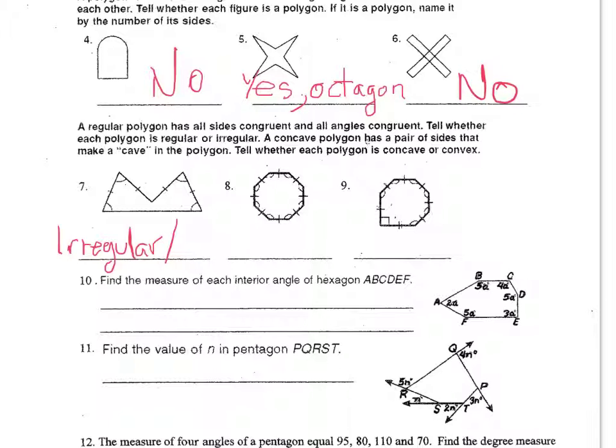In order for that polygon to be regular, all sides should be congruent and all angles should be congruent. Are all sides congruent? No, right? How about concave or convex? Concave. Right? Why is that concave?